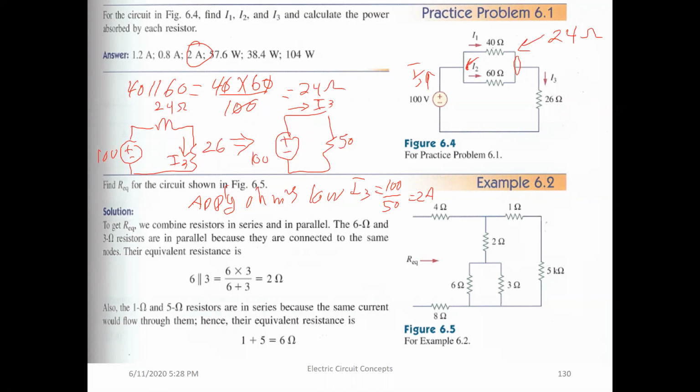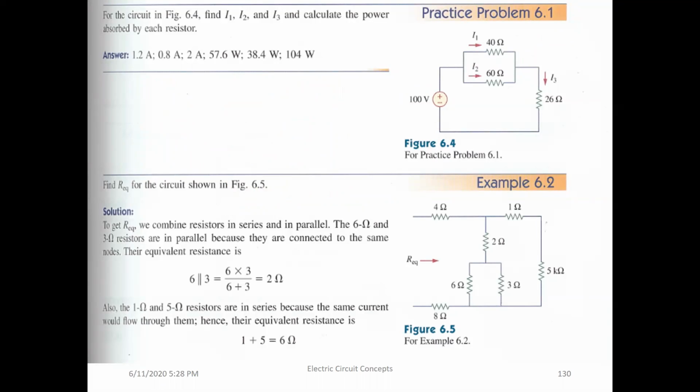After finding the current I3, I can go back to the main circuit, which is this one here. I3 is coming into this node here. Then to find I1, I use the current divider again. The current divider says that to find I1, I will use I3, or I_T, whatever symbol we give to the total current produced by the 100 volts, multiplied by the opposite resistance. The opposite resistance is 60, divided by the sum of the two resistors here. The 26 is not involved with I1 and I2.